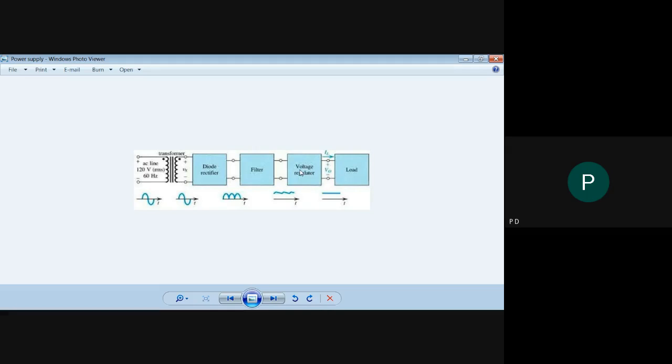There may be fixed voltage regulator ICs or variable voltage regulator ICs. In fixed voltage there are two series, 78XX and 79XX. 78XX are generally used to generate positive voltage, while 79XX are used to generate negative constant voltage. So if it is 7805, then it can generate plus 5 volt. If it is 7905, it can generate minus 5 volt. Okay, so this is about the voltage regulator.